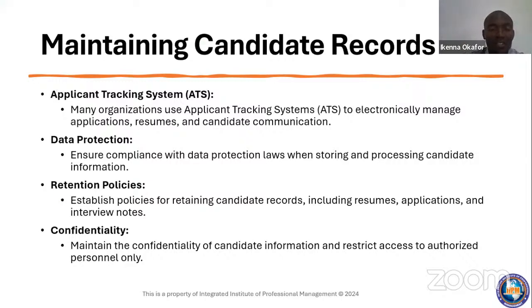Data protection. Ensure compliance with data protection laws when storing and processing candidate information. So confidentiality shouldn't be disclosed.